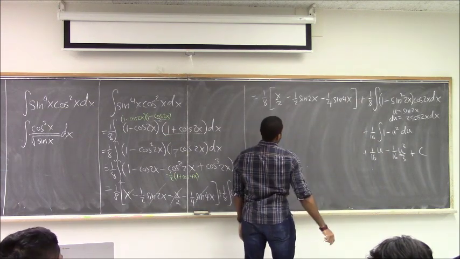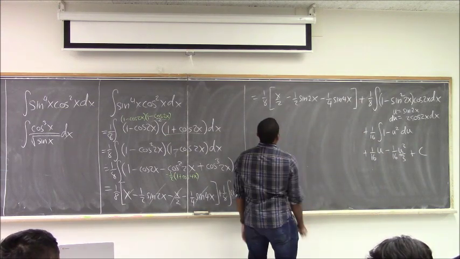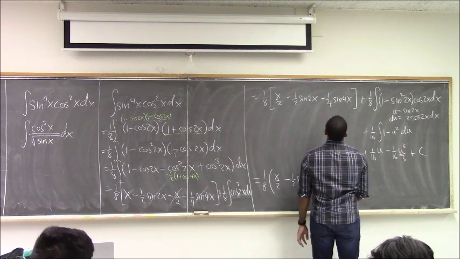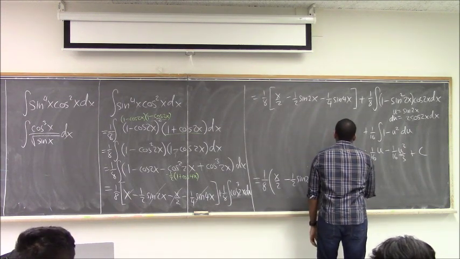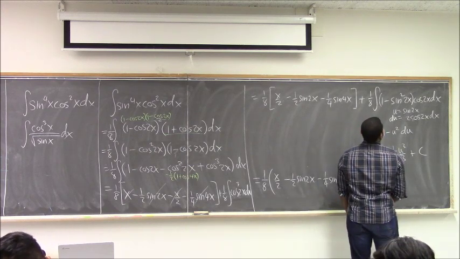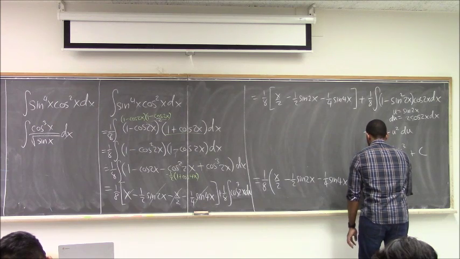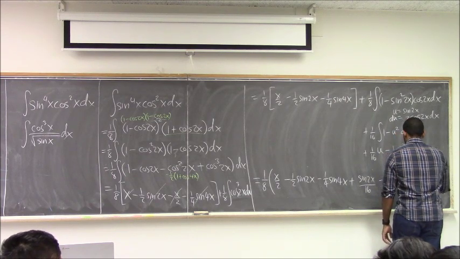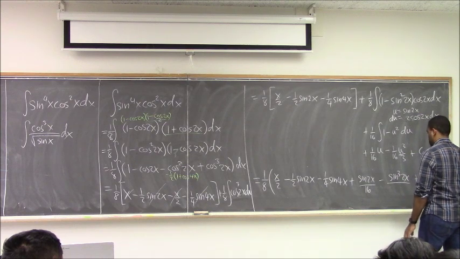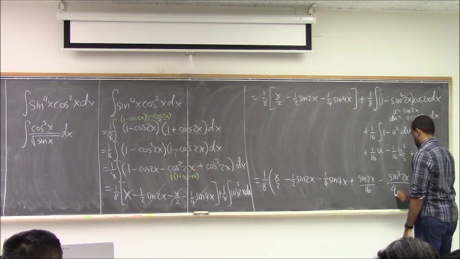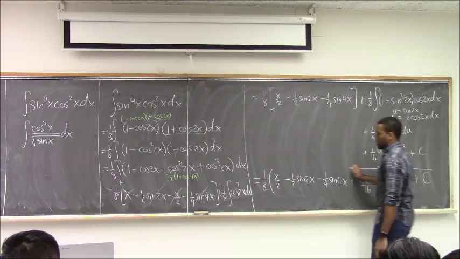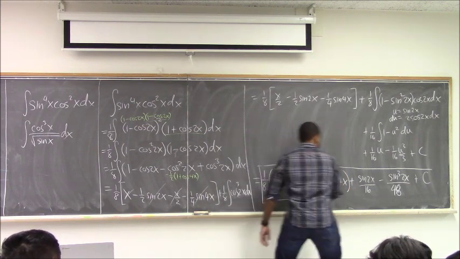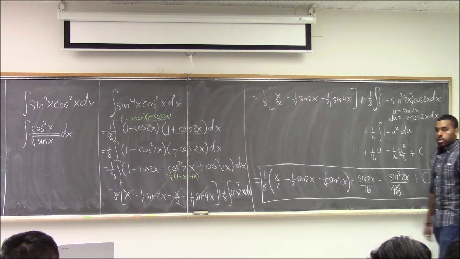I guess at this point, let's just copy everything back. So it's going to be 1/8 times x over 2 minus 1/2 sine 2x minus 1/4 sine 4x plus sine 2x over 16 minus sine cubed 2x over, what's 3 times 16? 48. You guys get the same thing?